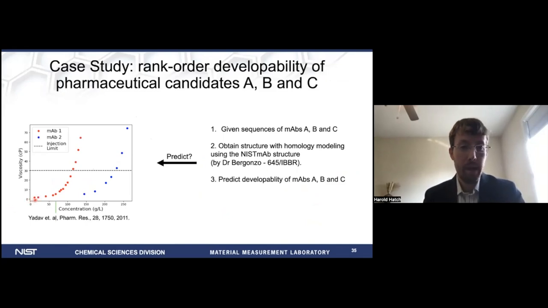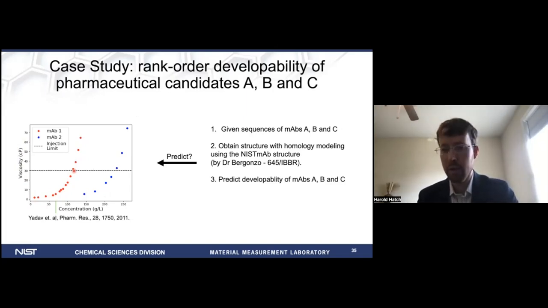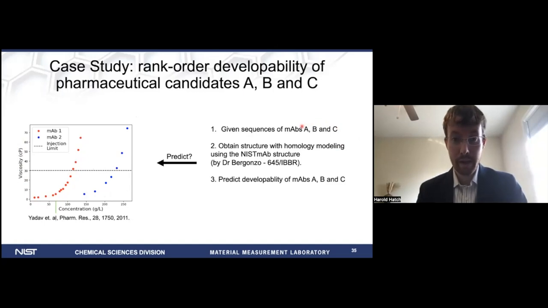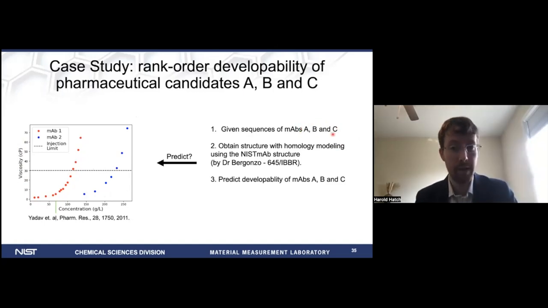Again, from the introductory material, mAbs can have very different viscosities, and that's something really important to the companies, who would like to be able to predict it early without having to make a bunch, which is really expensive, right? The companies have come to us, and I can't share too much information on the specifics of the antibodies, so we're just going to call them A, B, and C. We did this case study in collaboration with the companies: given the sequences of A, B, and C, are we able to predict which ones are going to be problematic in development?